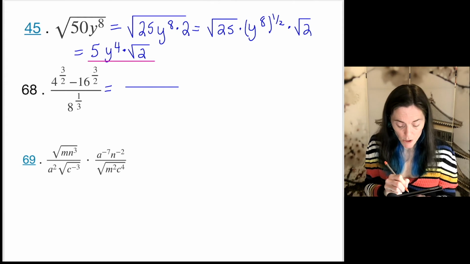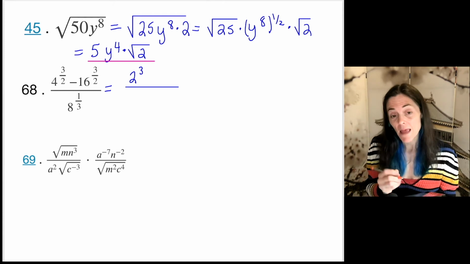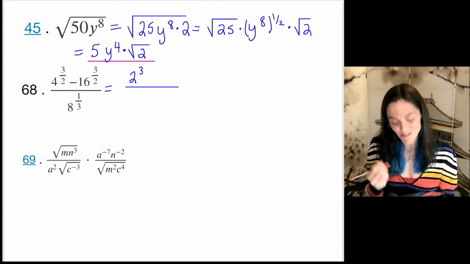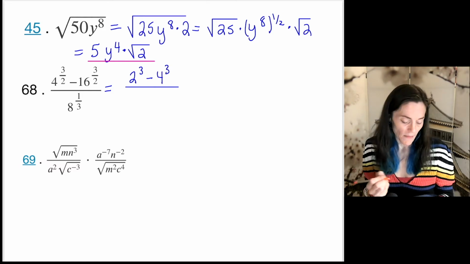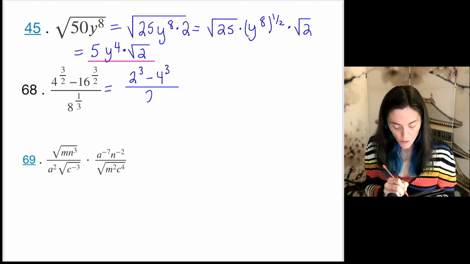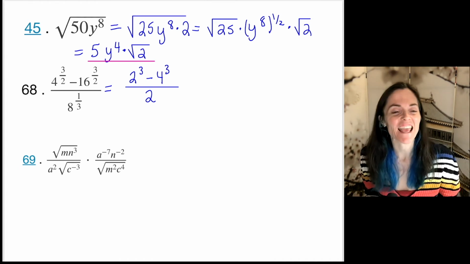This would be 2 cubed, because 2 is the square root of 4. The square root of 16 is 4. So this would be minus 4 cubed. And then 8 to the 1/3 power is 2, because 2 cubed is 8.